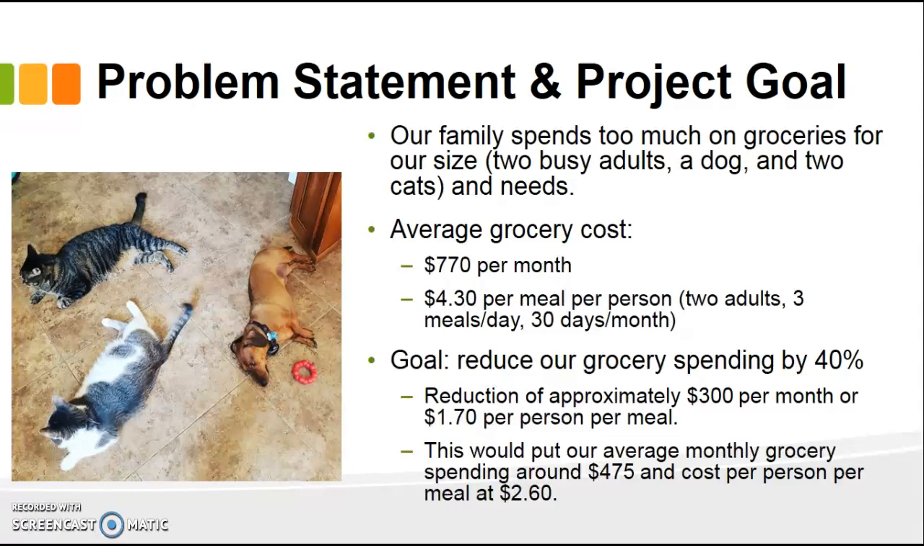That is $430 per meal per person, taking into account 2 adults, 3 meals per day, 30 days per month on average. And our goal for this project is to reduce grocery spending in our family by 40%. That reduction would be about $300 per month or $170 per person per meal, putting us at about $475 per month, or cost per person per meal at $260. So that does seem pretty lofty right now, especially showing you the data moving forward, but we're hoping we can reach that.